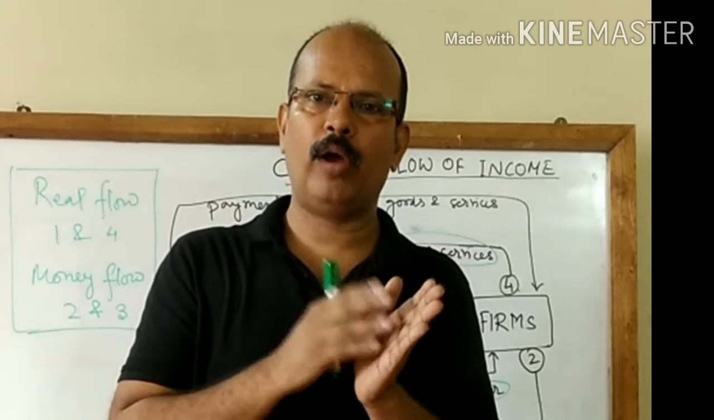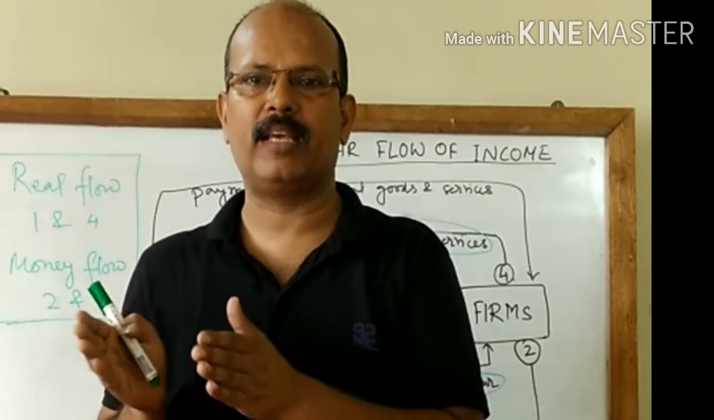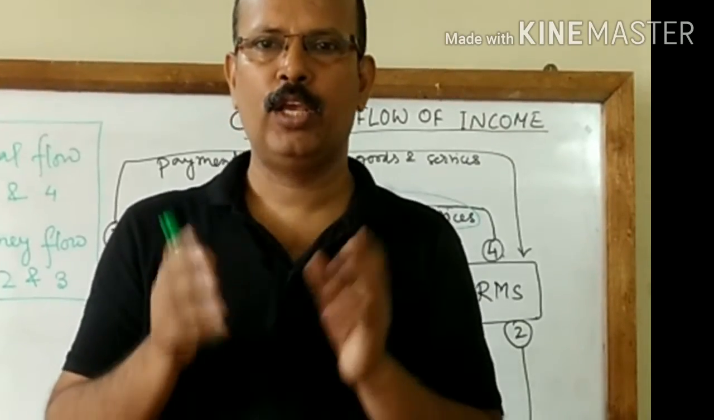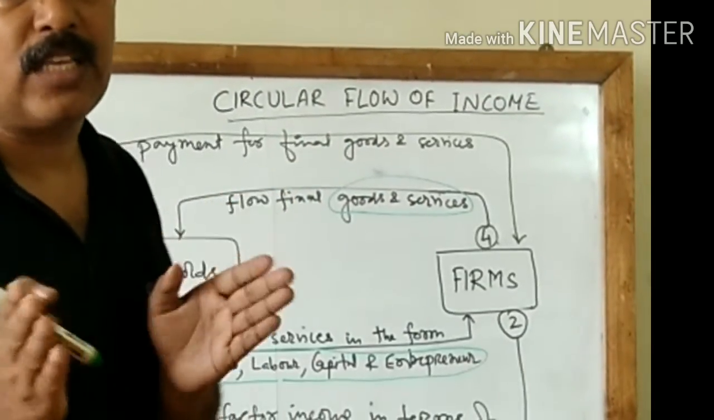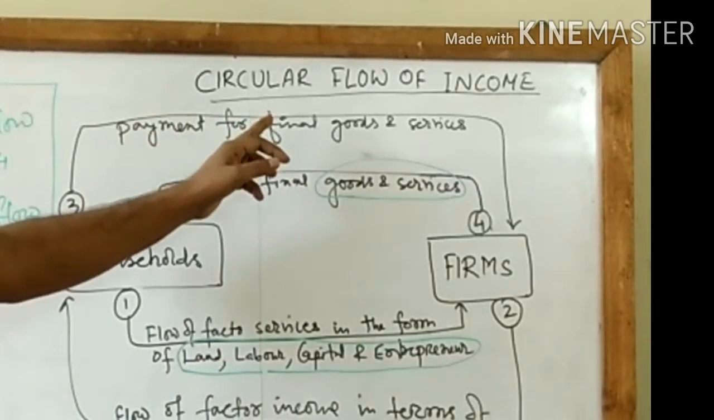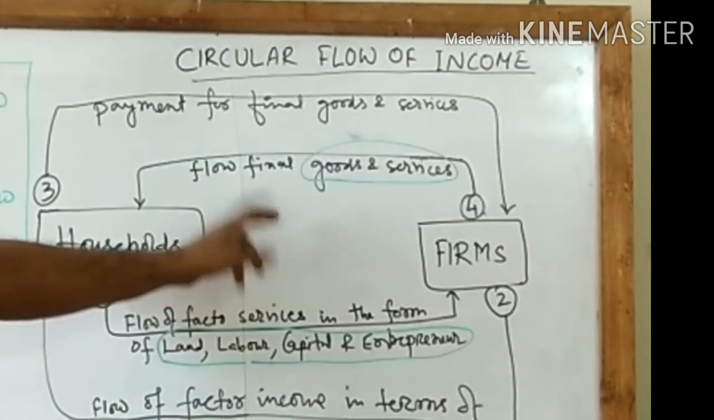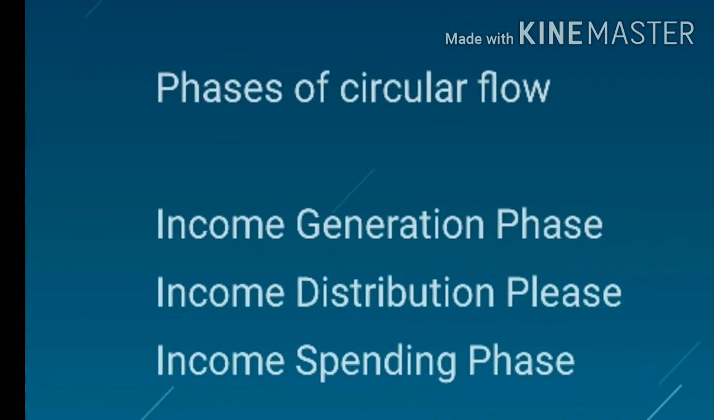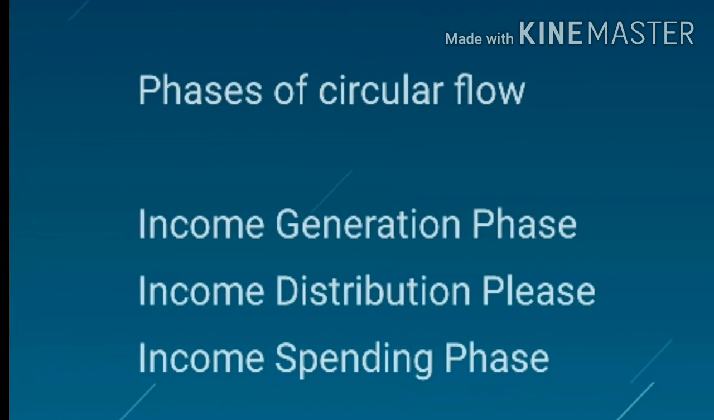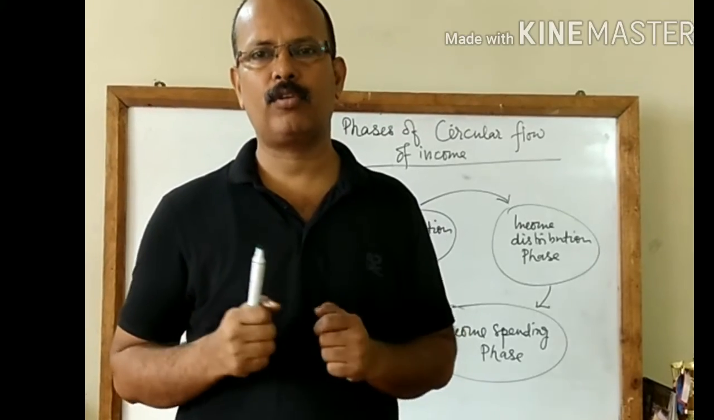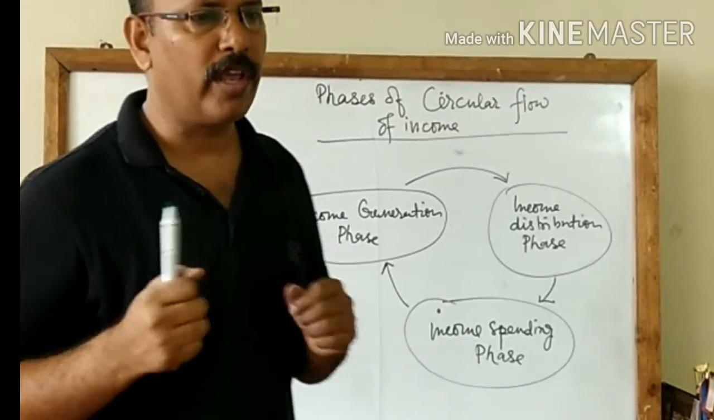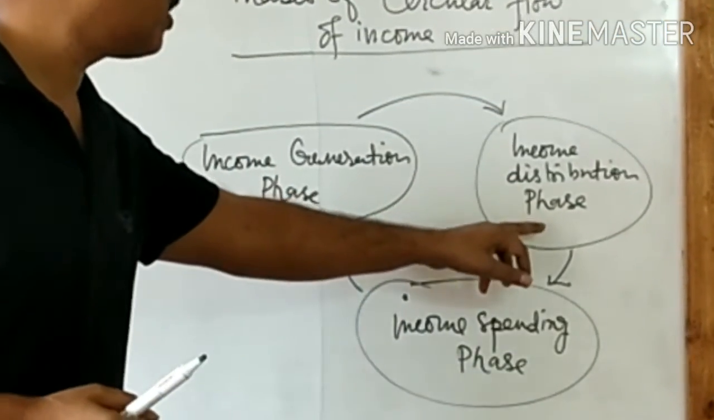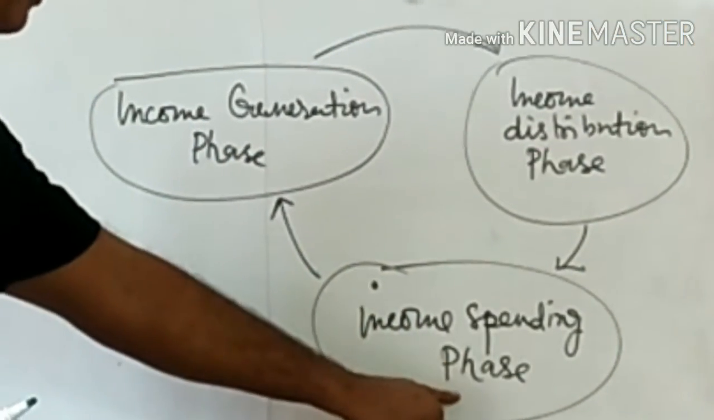Now, money flow and circular flow of income is the same thing, because income is always in terms of money. So we can classify the circular flow of income into 2 types of flow, one is money flow and the other is real flow. In circular flow of income, we get 3 phases: income generation phase, income distribution phase, and income spending phase.